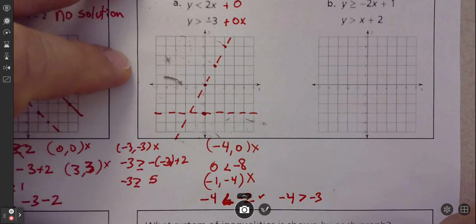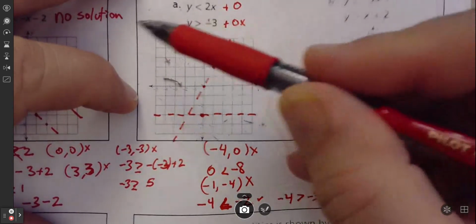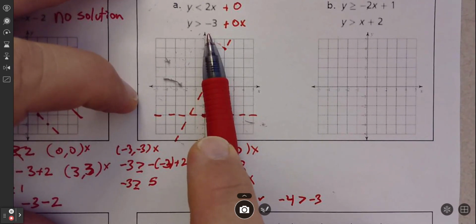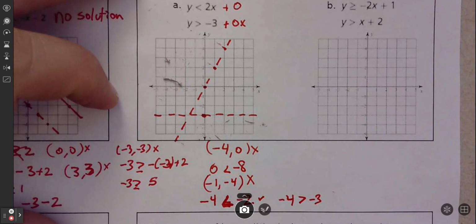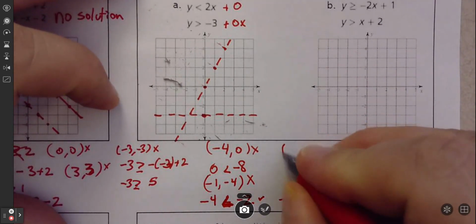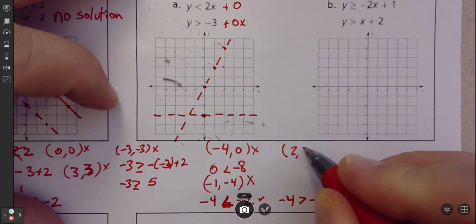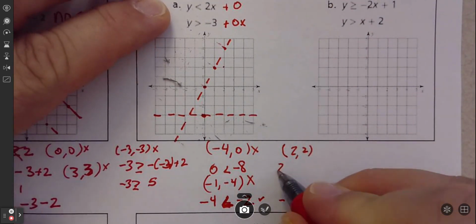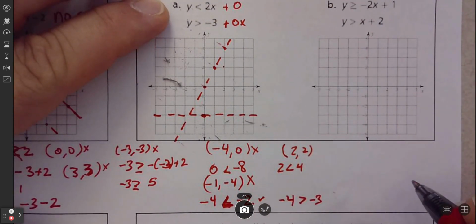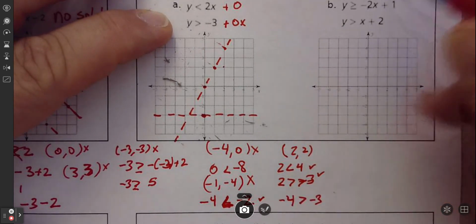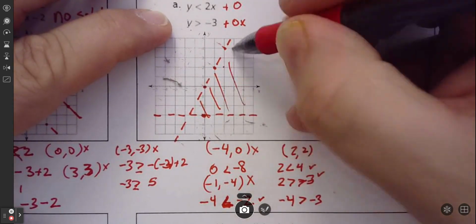(-4, -4). Here's a hint. What does have to happen with y? It's got to be bigger than -3. (2, 2). (2, 2) right here. Okay, so 2 is less than 4. Is 2 greater than -3? Yep. So that's a double check. So that region is where we shade.